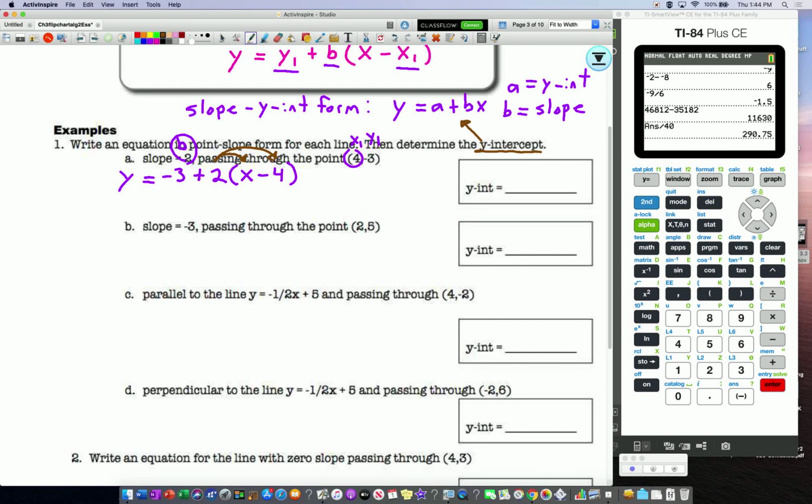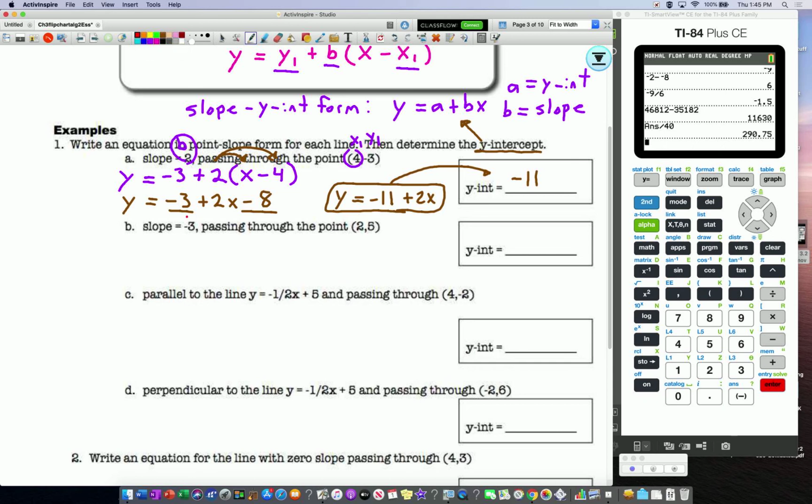So what I have to do is I have to distribute. So if y equals -3 plus 2x, 2 times -4 is -8. Then I combine like terms. So I have y equals -3 and -8 make it -11 plus 2x. Now it's in slope y-intercept form. There's my y-intercept, -11. Okay. So hopefully you found that to be relatively easy. If not, follow this one, as this one's done exactly the same way, just different numbers.